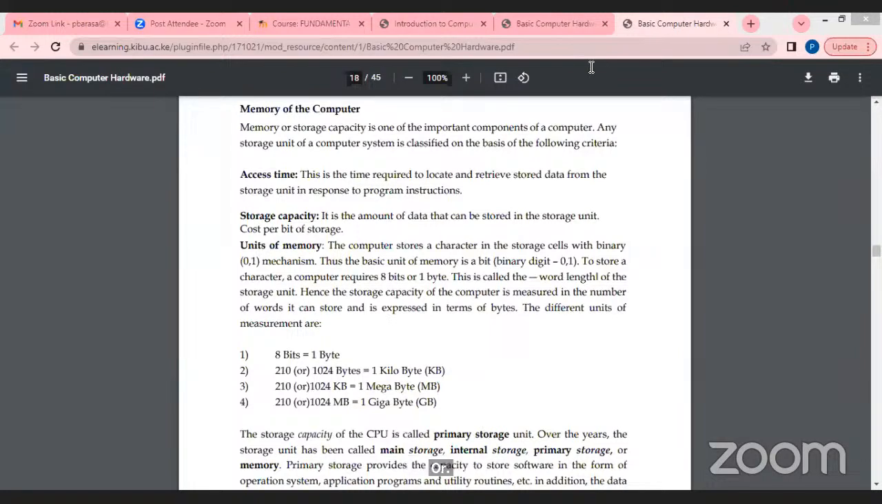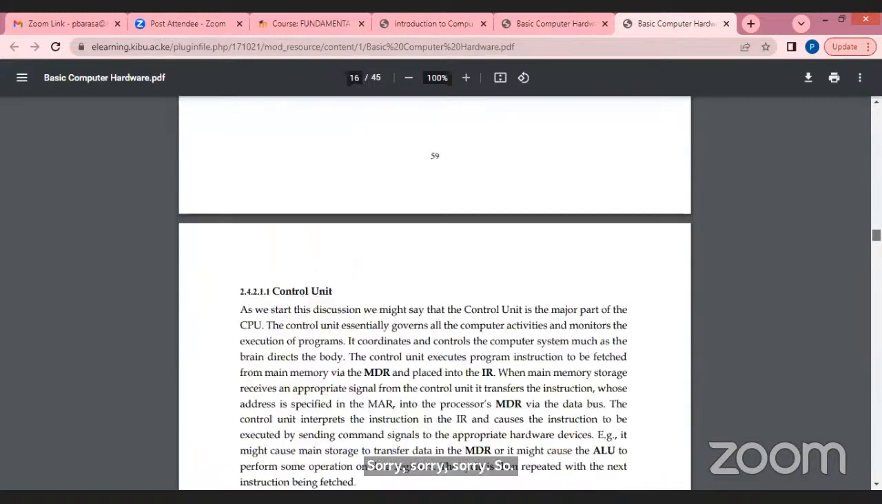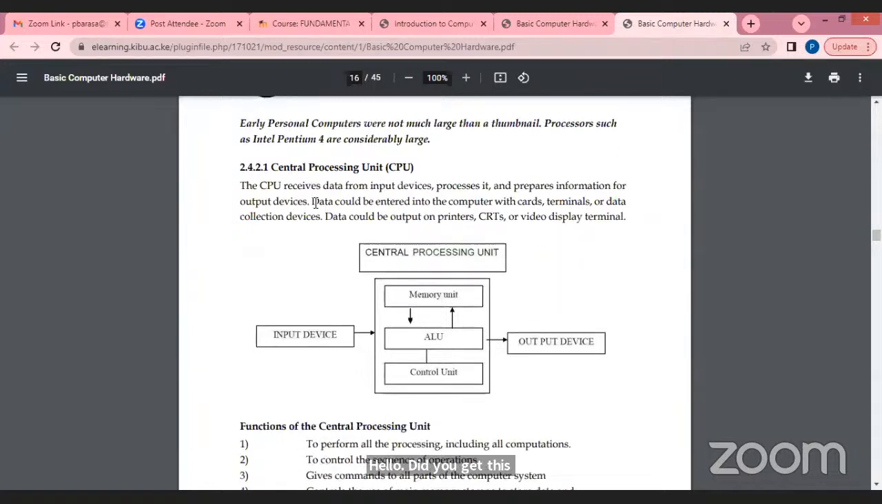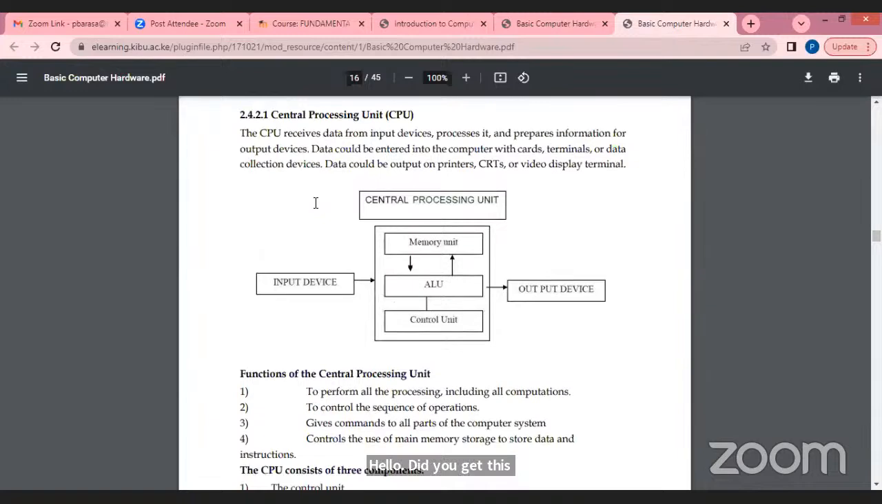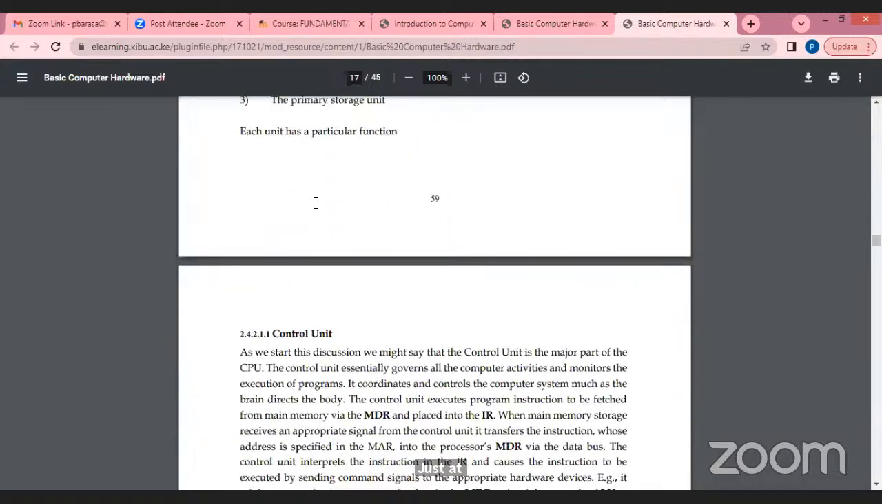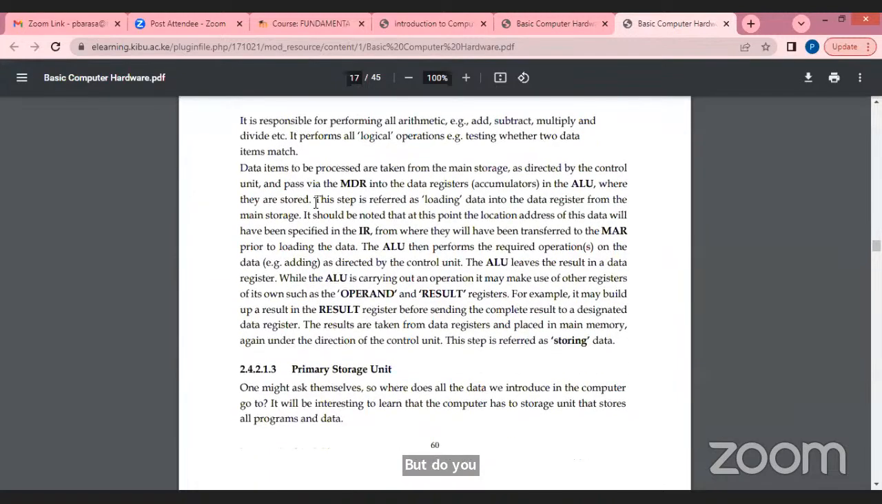You're not getting the question. Sorry, I've just discovered you're not getting the question. I was asking the question and you didn't get it. Where did you not get me? Where was the last time you got me online? Did you get this part of the processing unit? Just start from the question. Did you get this part? Yes, we did. Control unit you got. Yes.